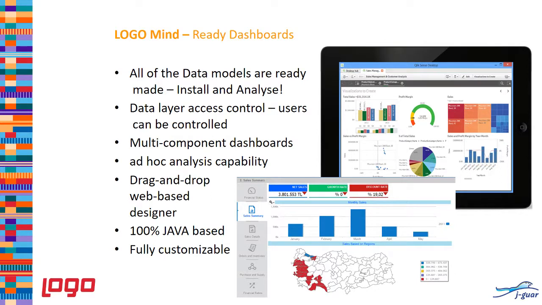So all the data models are already done and ready for you because you're using the ERP. All you need to do is install and then move on and start and analyze. There is also data access control which is available, so the users can be managed with their access rights, so everybody cannot see everything. Multi-component dashboards give you the capability to drag and drop and do whatever you want, from a simple bar chart or pivot table all the way down to a geomap report.